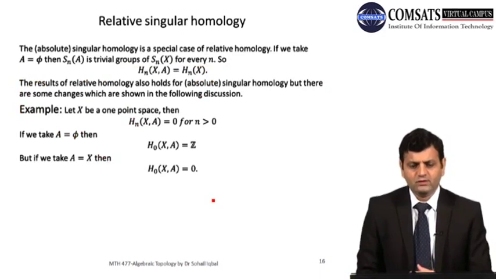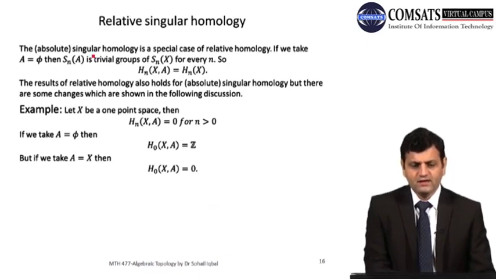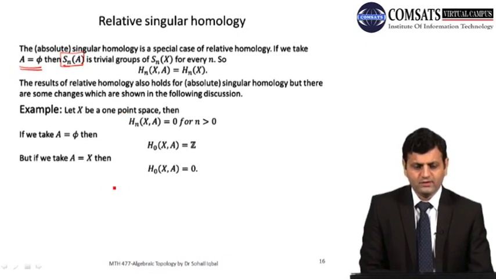Now the absolute singular homology is a special case of a relative singular homology. So why is this the case? If we take A to be equal to the empty set, then this S_n(A) is a trivial group, because when the space is empty, then this S_n(A) is going to be 0 all the way. So basically we will get this picture.